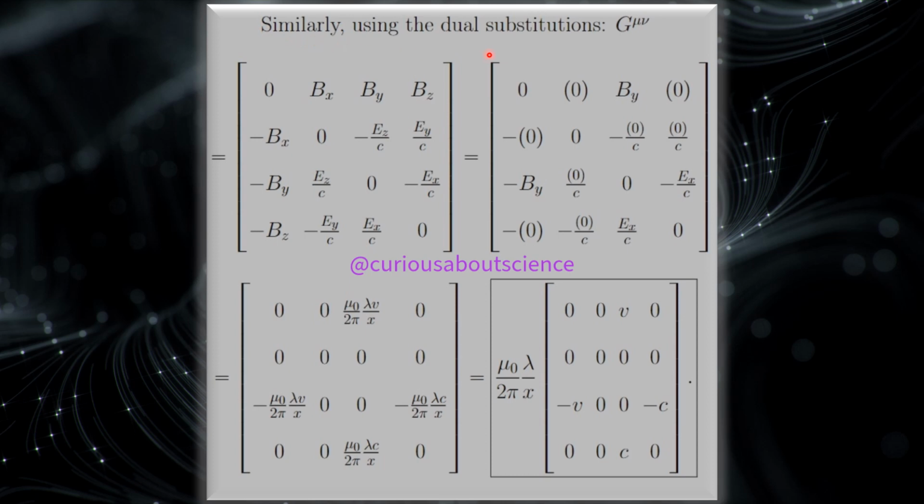So similarly, to find the dual tensor, we just do the substitution to get us from F to G. Again, that puts all the Bx up top, all the Bx here, and then the combinations of E over c where the Bx, By, and Bz used to be. That being said, we still have the same foundations. Put in zeros where we need to, and then we'll just simplify down and factor out like we did last time. So you see here that when we apply the dual transform, we still get the v and c's respectively, plus or minus, of course. But we still get this mu naught over 2 pi, lambda over x out.